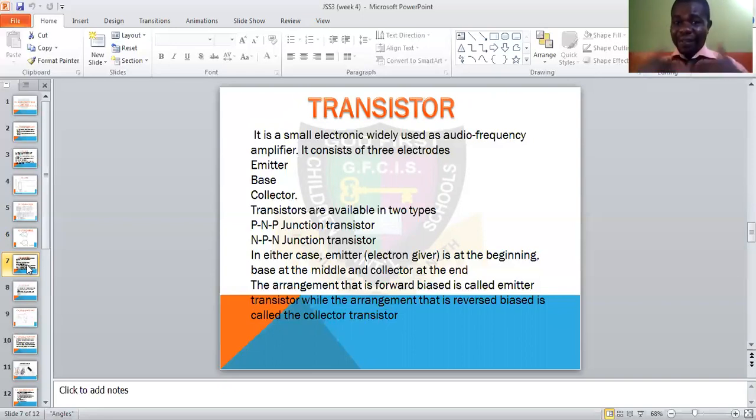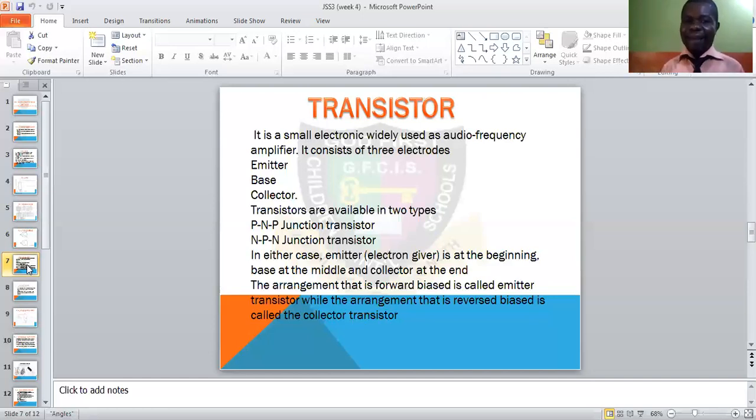What I am doing now is video. But in the case of this one, we talked about audio, like the radio. It consists of 3 electrodes, just like the triode: emitter, base or the grid, and then the collector. They are available in 2 types: the PNP junction transistor, just like we have discussed now, then NPN, negative, positive, negative.